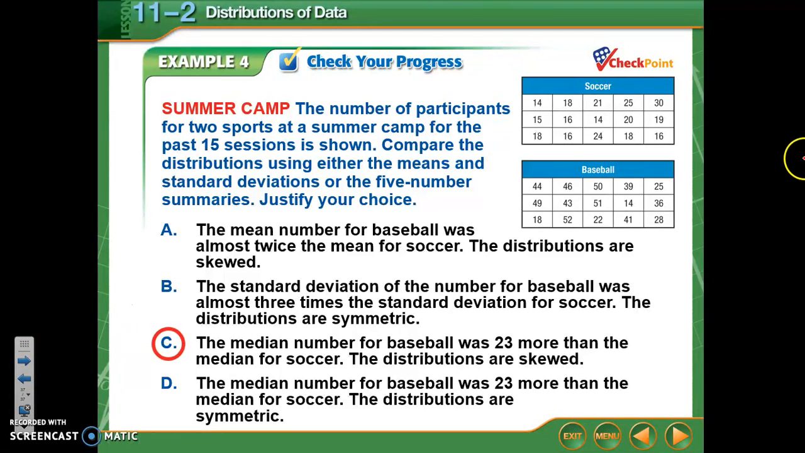All right, in this case, C was the best choice. The median for baseball was 23 more than the median for soccer. The distributions are skewed. You probably could have gotten more information that you might have written down, which is fine. Here you're just choosing from the options that they give you. But since the distributions were skewed, you should have used the 5-number summaries to compare.